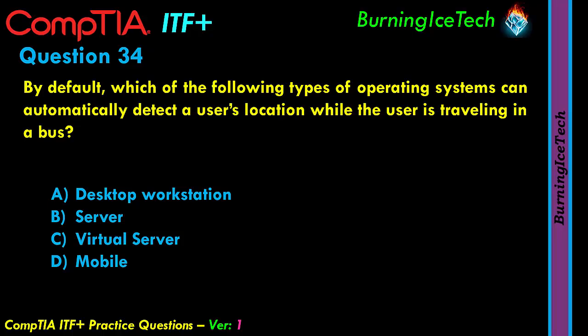Is it B, a server? No, servers don't normally do that. C, virtual server. It's exactly the same as a server. It's just virtual, folks. So there's no real difference between B and C. D, mobile. Oh, yes. So if I had to choose between A and D, D would be my first choice and A would be my second choice.